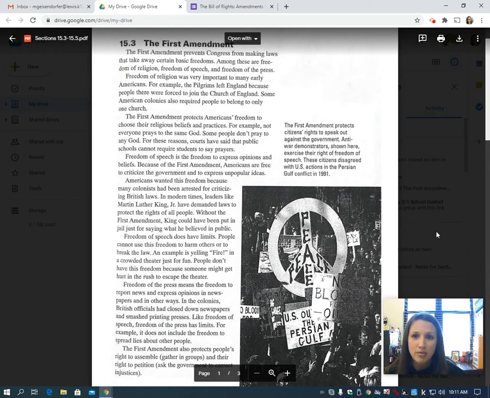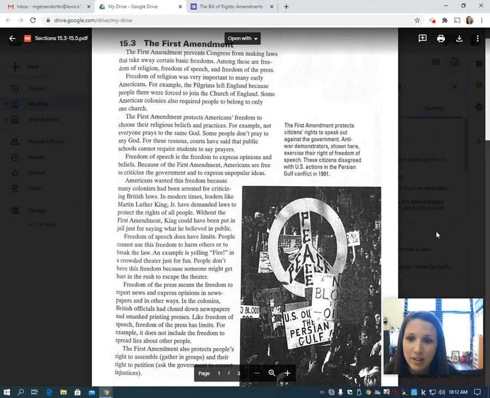So if you look at 15.3, we're going to start talking about the First Amendment. It says the First Amendment prevents Congress from making laws that take away certain basic freedoms. Among these are freedom of religion, freedom of speech, and freedom of the press. Freedom of religion was very important to many early Americans. For example, the Pilgrims left England because people there were forced to join the Church of England. Some American colonies also required people to belong only to one church, and in some cases, people were even put in prison because of the religion that they chose to follow. So that's why a lot of people actually left England. That's one of the big reasons. That's certainly the reason for the Pilgrims.